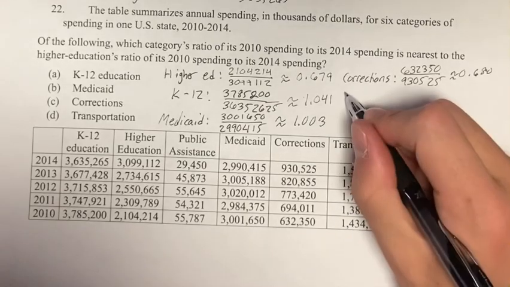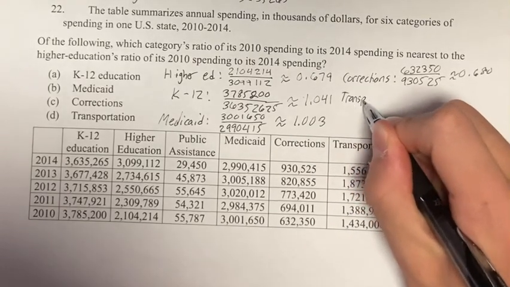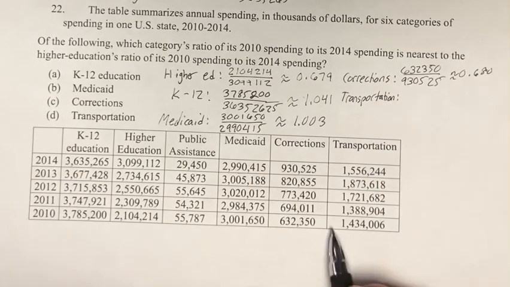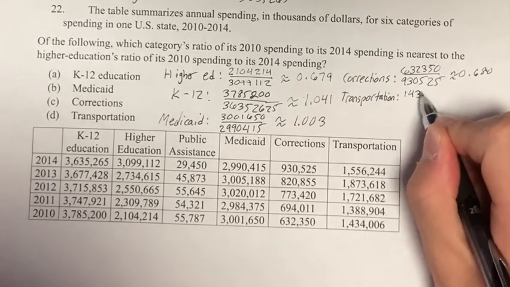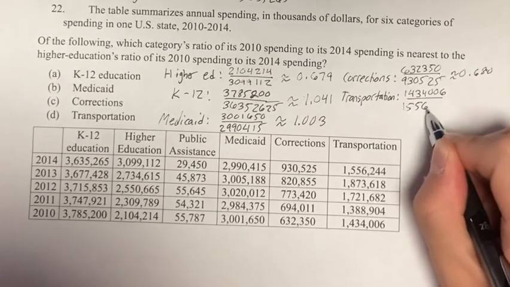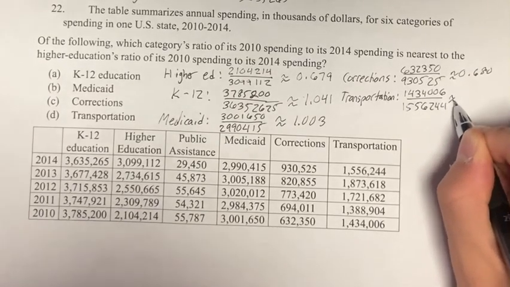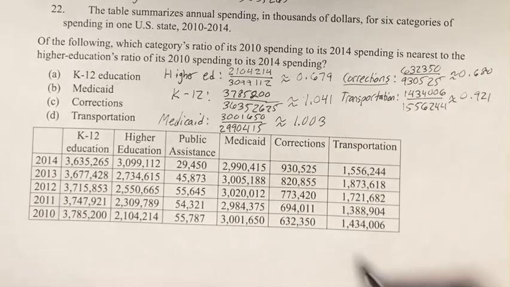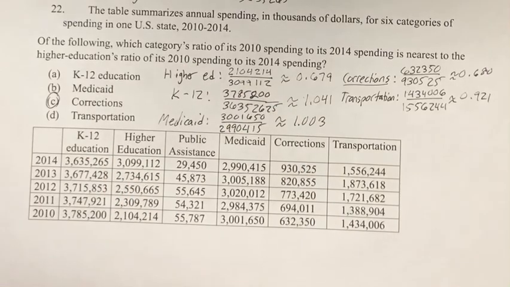We're going to check transportation just to make sure it's not even closer. But transportation is going to give us 1,434,006 divided by 1,556,244, which is roughly 0.921, and therefore corrections is by far the closest, and therefore C is going to be your final answer.